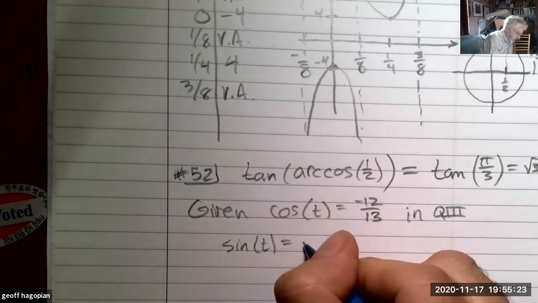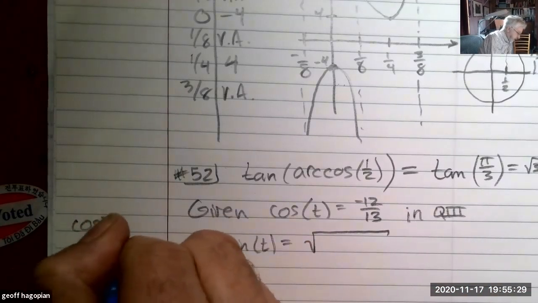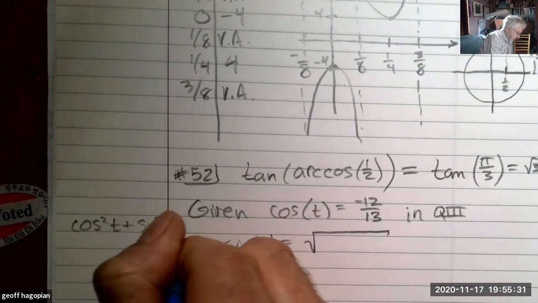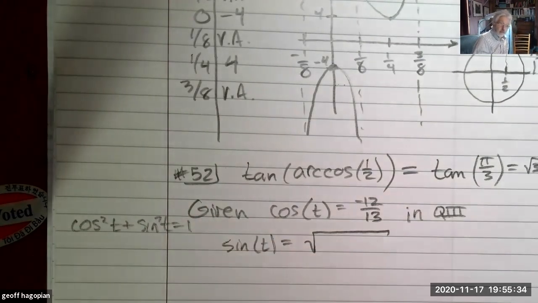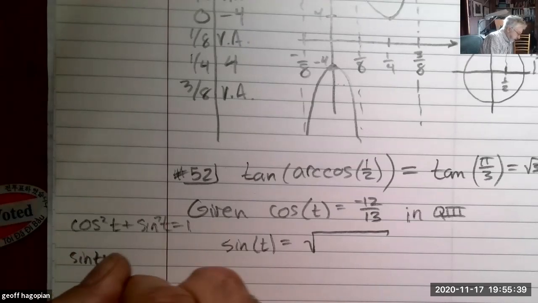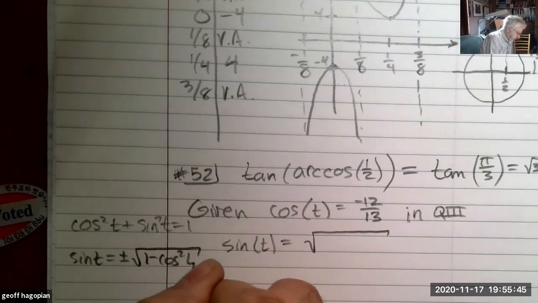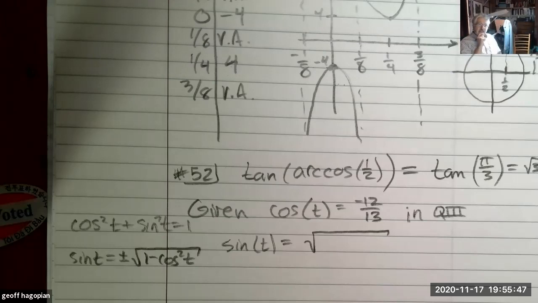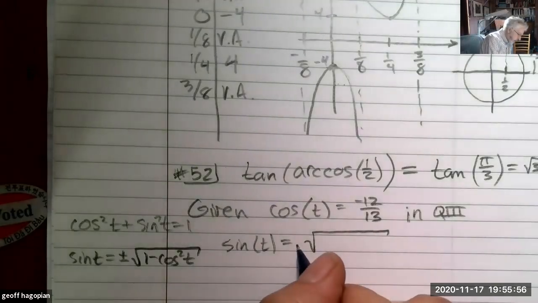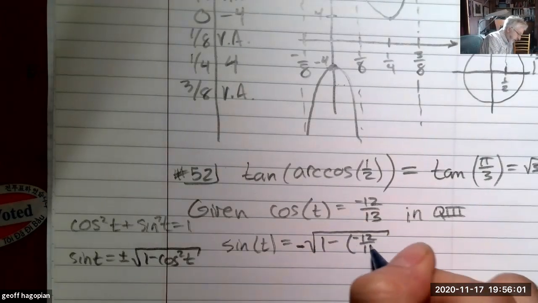Well, we can use the trig identity that cosine squared plus sine squared is 1, right? And that means that sine is plus or minus the square root of 1 minus cosine squared. Yeah, that's a form of the Pythagorean identity. And which root do we take? Well, it depends on what quadrant we're in. In quadrant 3, sine is negative. So we want the negative square root, right? Of 1 minus the square of -12/13.